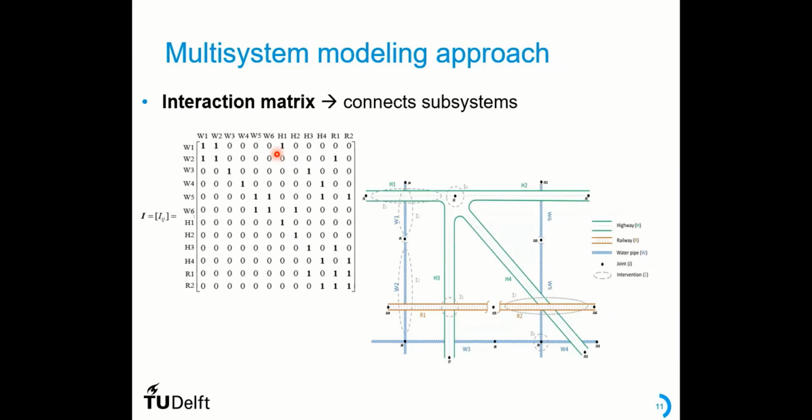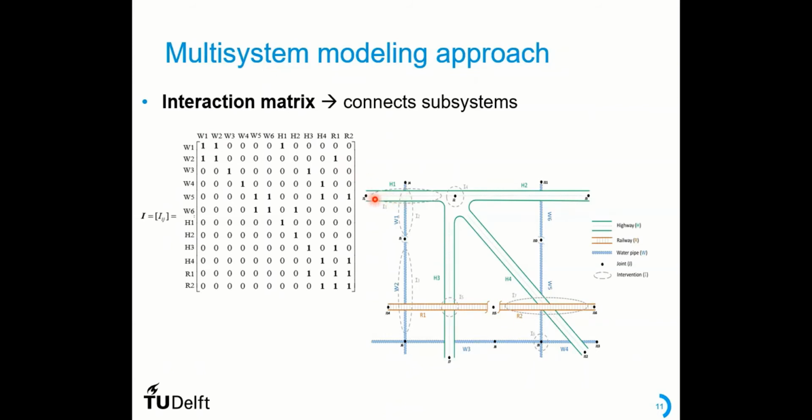Now, for the interaction matrix. The interaction matrix connects, as I said before, subsystems, so it captures the interdependency between subsystems. It's given as follows. It's a square matrix, also called an adjacency matrix, in which you have subsystems in the rows and in the columns. So how do we interpret this? I will give you an example.